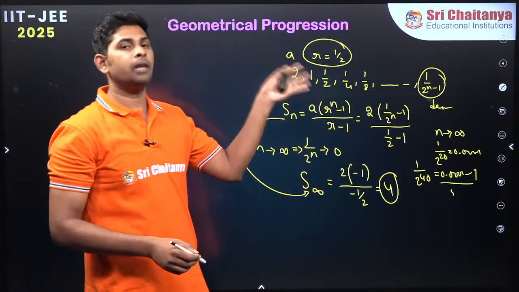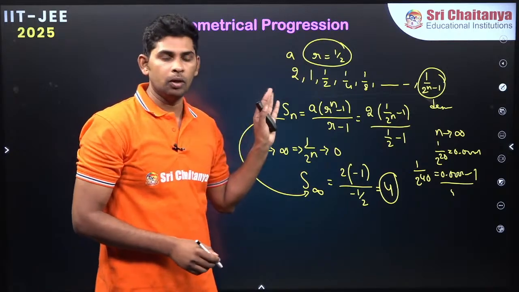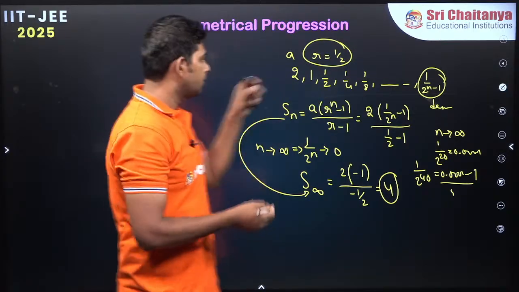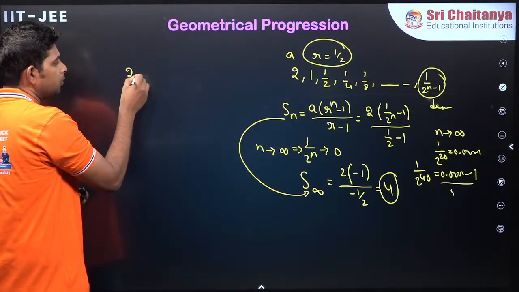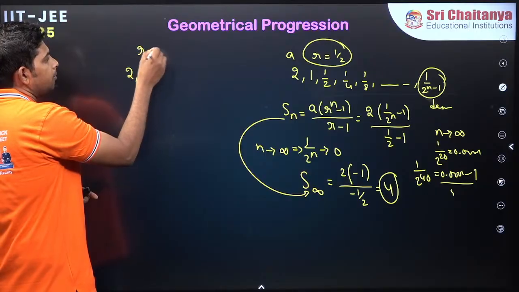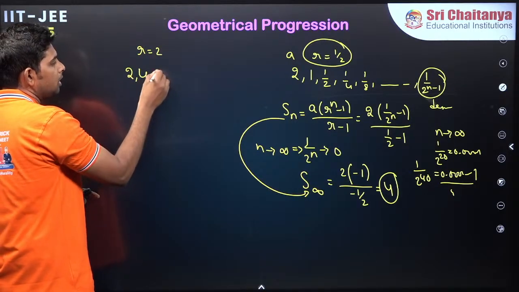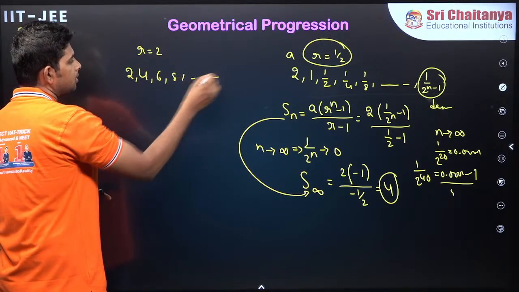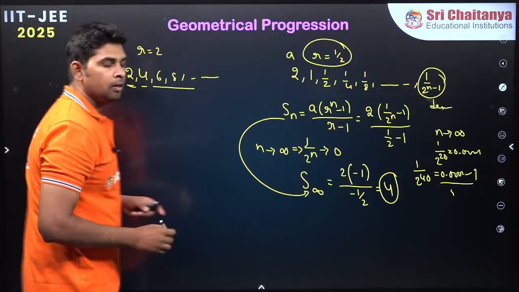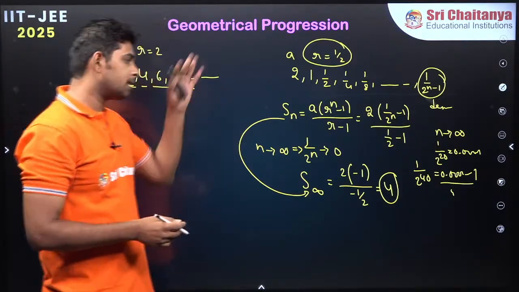But sir, why are we taking 1 by 2? Why don't we take 2? What if we are taking infinite terms? Then also I am going to show you. R is equal to 2, I am taking, that is going to be 2, 4, 6, 8 and all these things. It is increasing here. Whatever number you take there, that is increasing only.